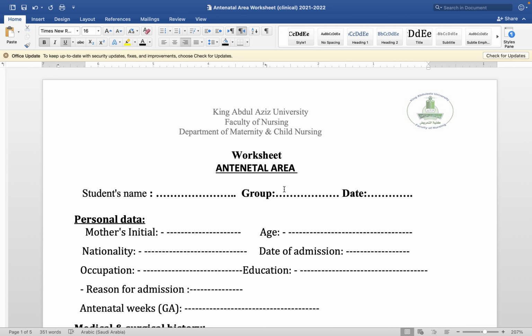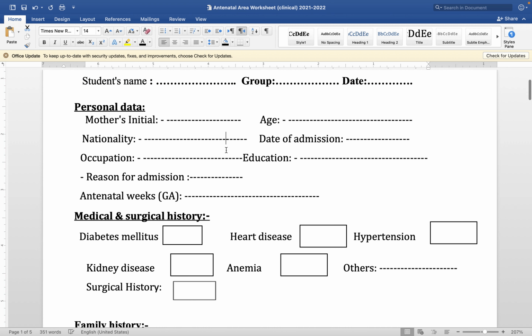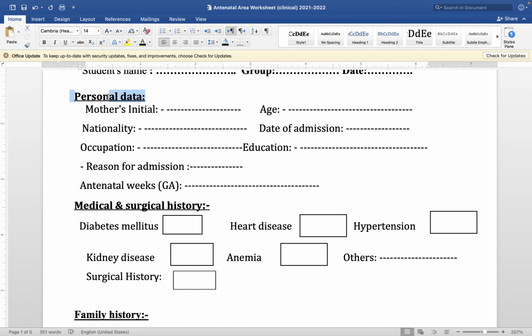Inshallah, in this video we're going to talk about how to fill an antenatal clinical sheet. It's pretty straightforward and pretty easy. As you can see, here is the sheet. It starts with the student email, group, and date, and we're going to explain some of the terms a little bit in detail since you are pretty new to this area, just started taking the maternity course.